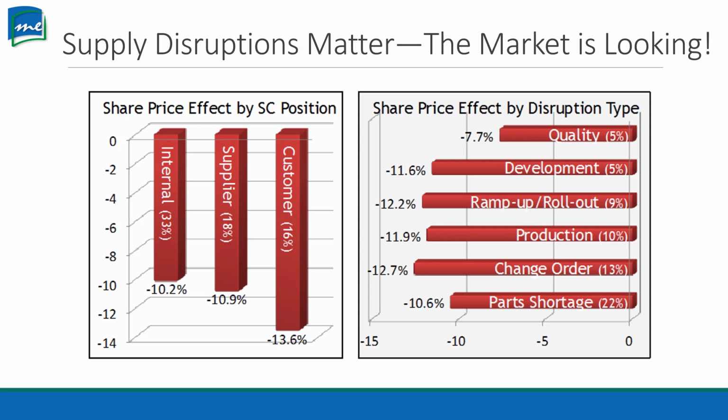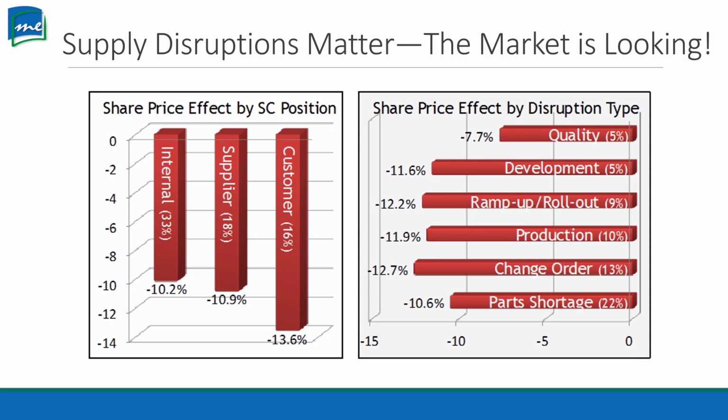But what about the type of disruption? Well, if it's a quality issue, which happens about 5% of the time, we're going to see a share price drop of about 7.7%. If it's development, let's say new product development, it happens about 5% of the time, and it's going to drop 11.6%. Now, if it's a ramp up to a rollout of a new product, which happens about 9% of the time, we're going to see a 12.2% drop. Probably because marketing has already pushed this product and now you've pushed back the delivery date. So that's going to make a lot of customers unhappy.